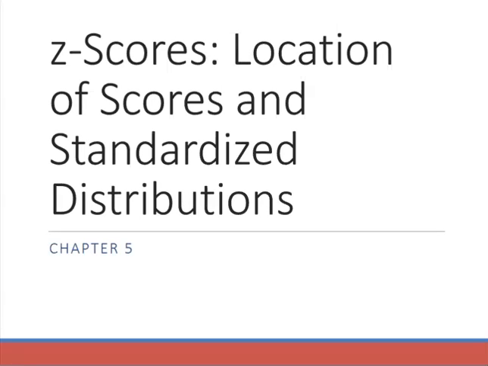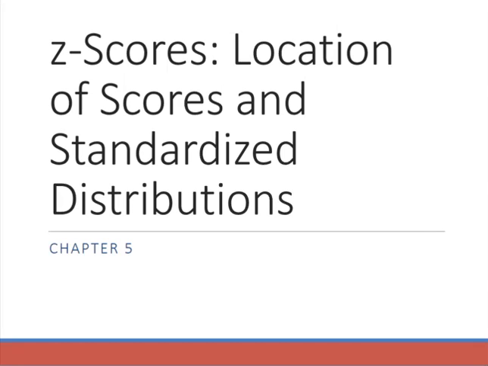So in previous chapters, we talked about how to use the mean and standard deviation to describe the distribution. In this chapter, we're going to talk about how to transform each score into standardized scores so that we can see the exact location of each score within a distribution.